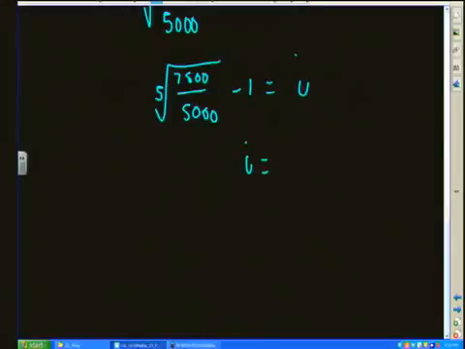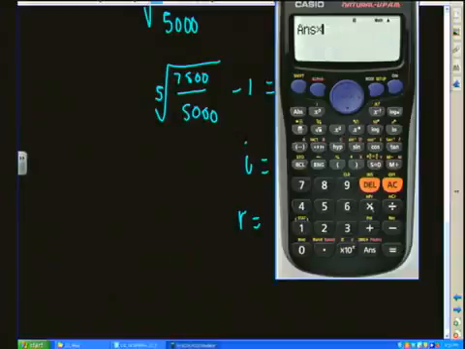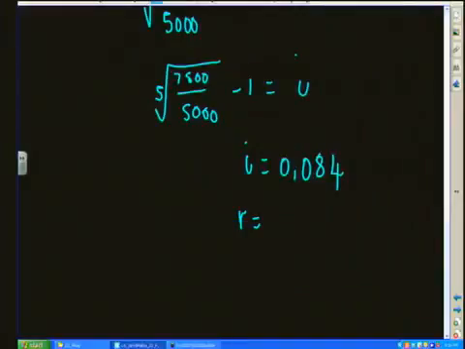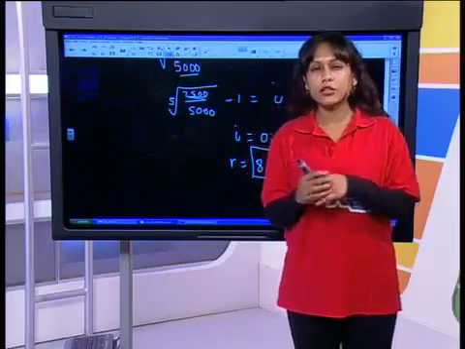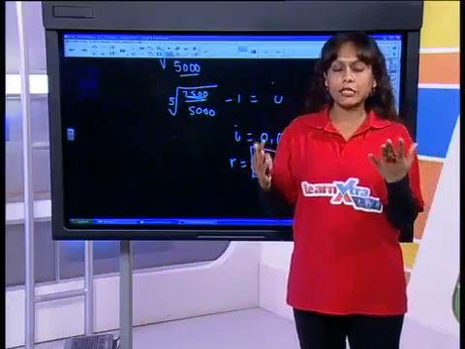0,084, so therefore I is equal to 0,08 if we were rounding off to 2 decimal places, or 0,084 if it's 3 decimal places. Therefore your interest rate will be, times that by 100, and you get 8,4%. Okay, so therefore the interest rate using compound interest that will take 5,000 Rand and make it 7,500 Rand over 5 years is 8,4%.